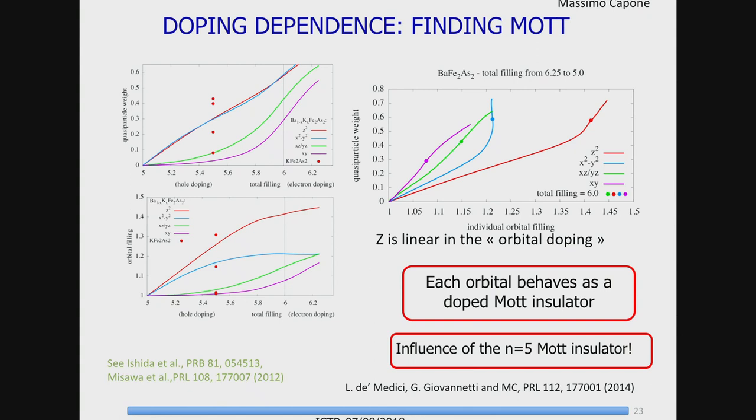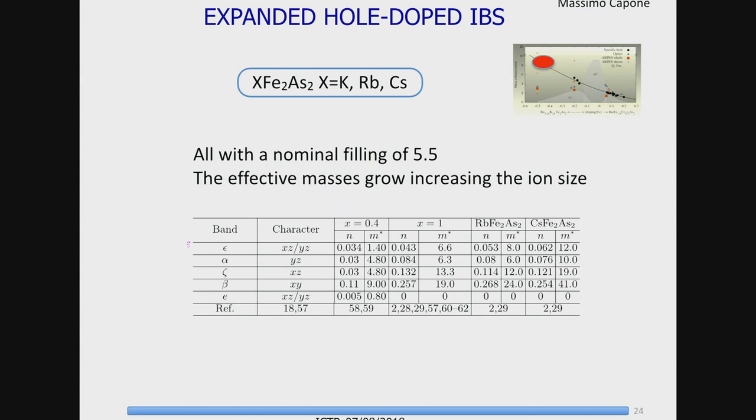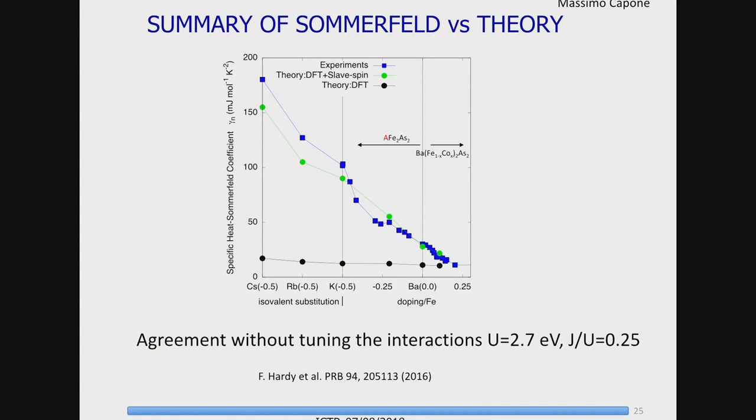Now, I can go a little further with comparison with experiments. Essentially, we focus on the materials which are more interesting for us, which are those who have 5.5 electrons, like potassium. You can change this with rubidium or cesium, which have a different ionic radius and give rise to different bandwidths. Essentially, this is a comparison between the estimate coming from the Sommerfeld coefficient in experiments and in theory. So blue is experiment, green is theory, without changing any parameter. We do all the calculation with the same Hubbard U and the same Hund's coupling, no fitting parameter, even though we might think that since these materials are more correlated, the Hubbard U might be a little larger. But we are being really overprudent. We just keep the same values of U.